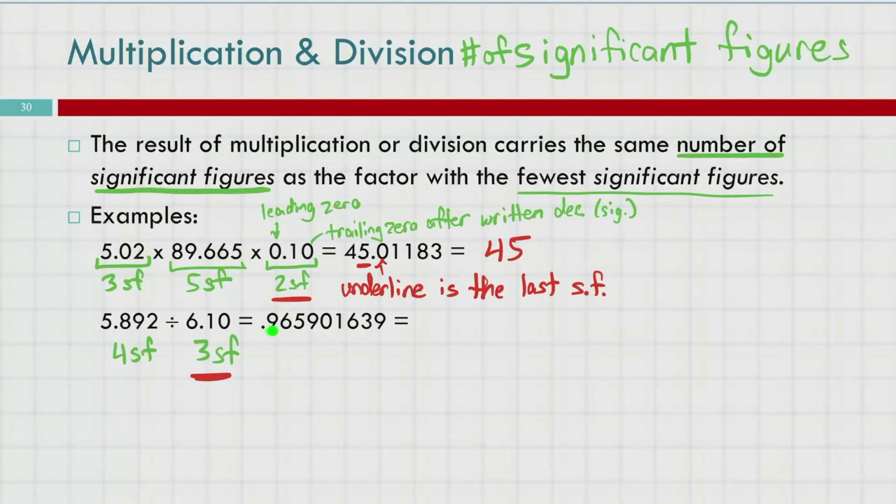So we count over. 9, 6, 5 is our last significant figure. So we'll underline it. We're looking at the next number, the 9, to see how we round. 9 is 5 or greater, so we'll round up. So the 5 turns into a 6. So 0.966.